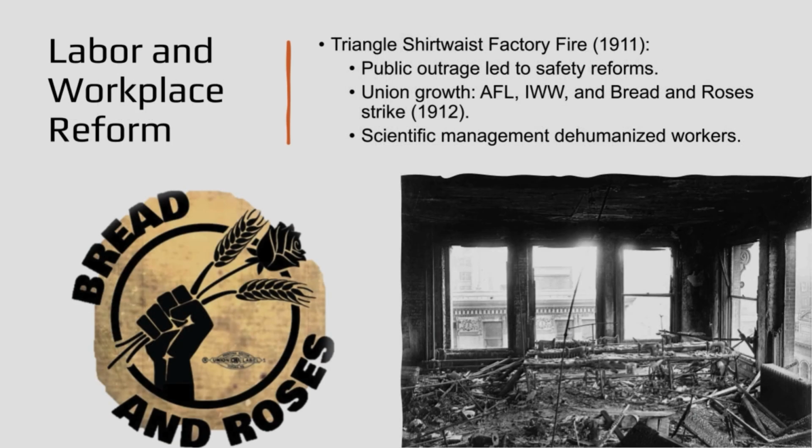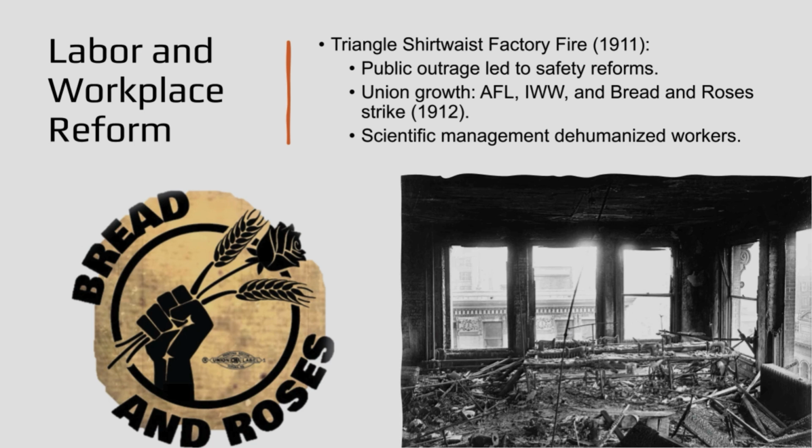One tragedy that shocked the nation was the Triangle Shirtwaist Factory fire of 1911. Locked doors and unsafe conditions left 146 people, mostly young immigrant women, trapped in the building. This horrific event sparked widespread outrage and demands for factory safety reforms.